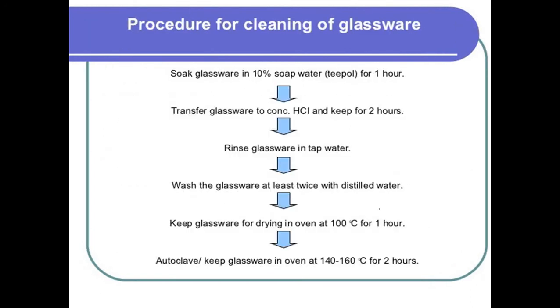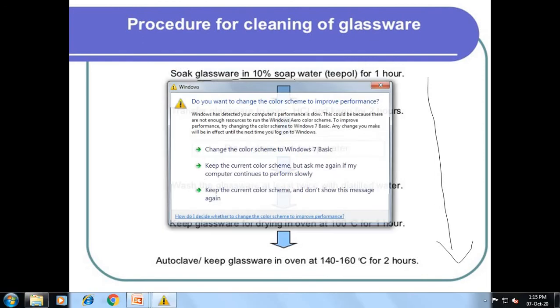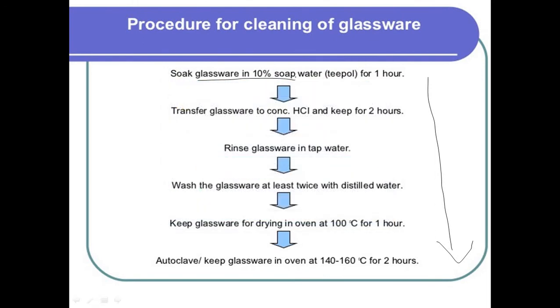Cleaning of glassware is an important aspect of the success of tissue culture. There is a need for step-wise cleaning of glassware, in which first we have to soak them in soap water, then in concentrated HCl, then rinse with tap water, and afterwards rinse with distilled water, and finally dry in an oven. We can keep them in the oven at 140 to 160 degrees Celsius for 2 hours.